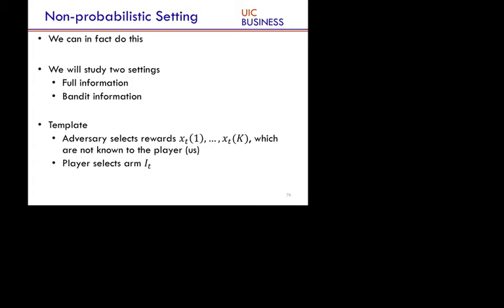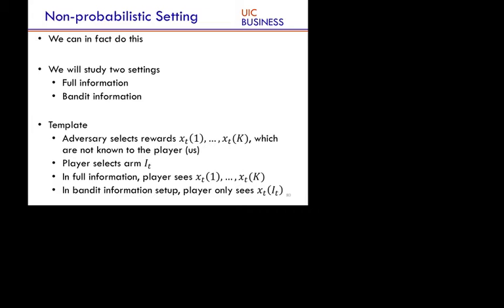I select an arm it, which is what I've been doing, and in the bandit information setting, the player only sees the reward for the arm that they picked, which is what we have been doing as well, except that these rewards are not drawn from distributions. The adversary just pre-selected a vector, so I'm just going to take that entry from that vector. Full information setting just means that the player sees the whole vector instead of just the index of the arm that they played.